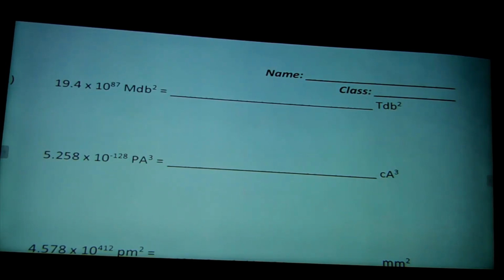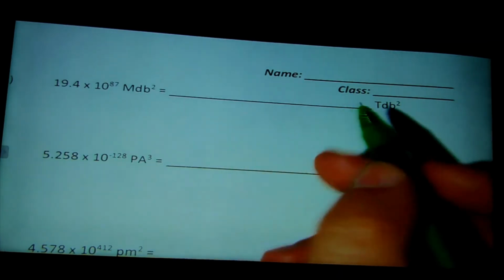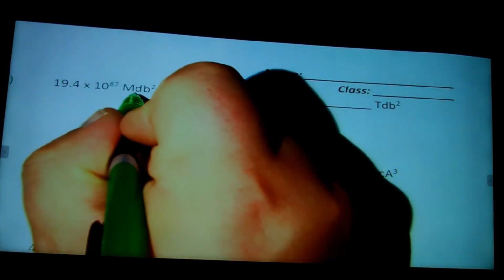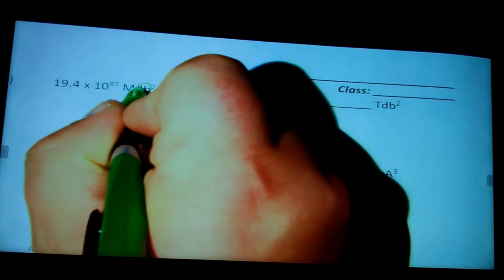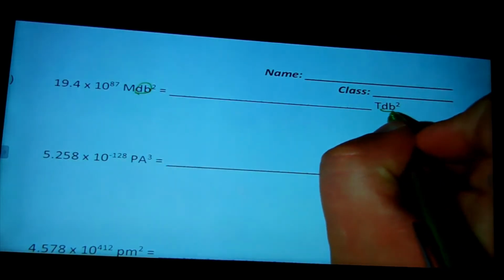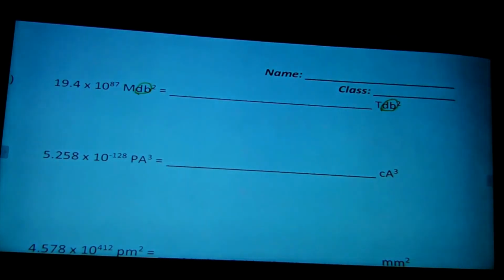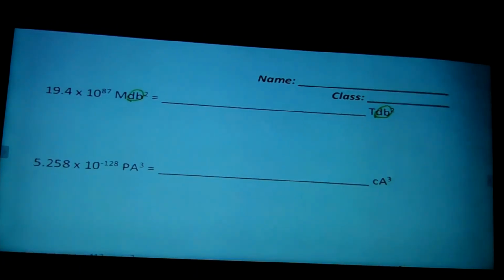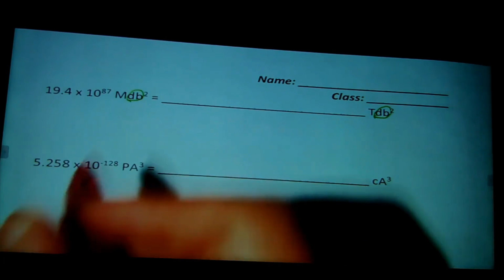So number 11 is dB. So we have decibels. Those are the base units. We're looking for the difference between mega and tera.